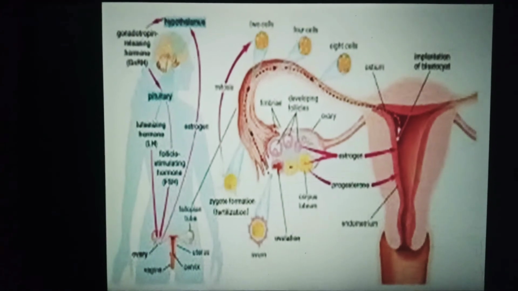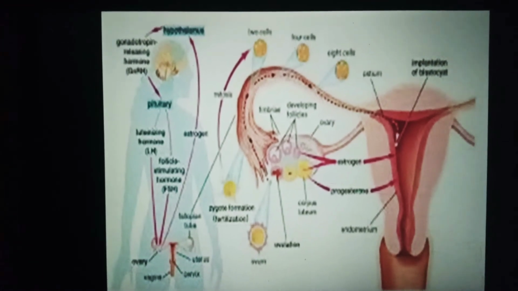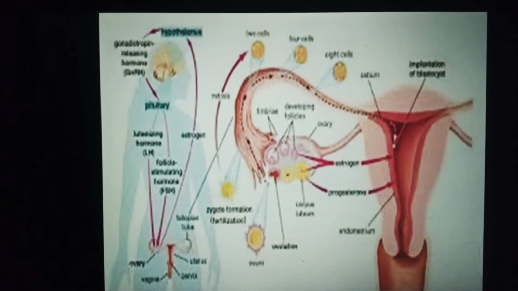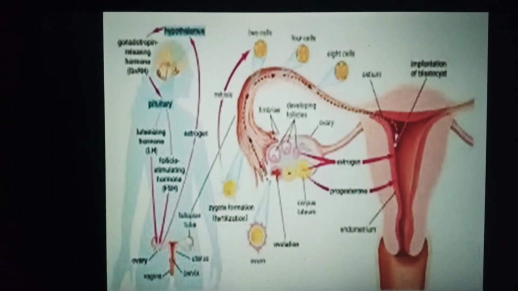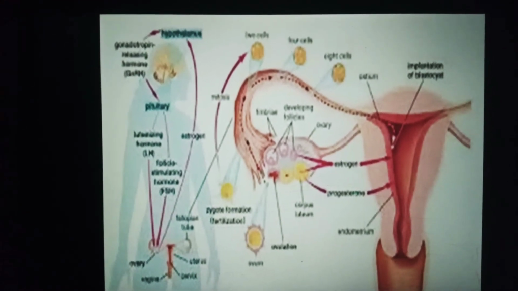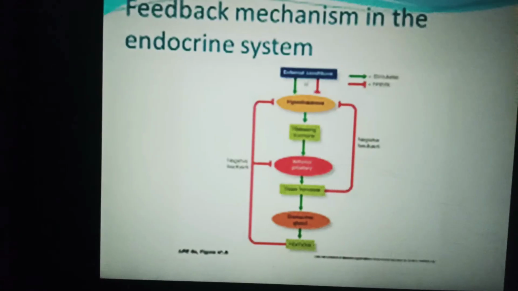Ovaries secrete estrogen and progesterone, which are responsible for the development of female secondary characters such as the development of breast.